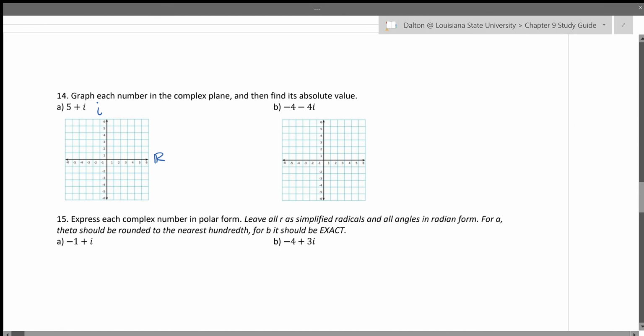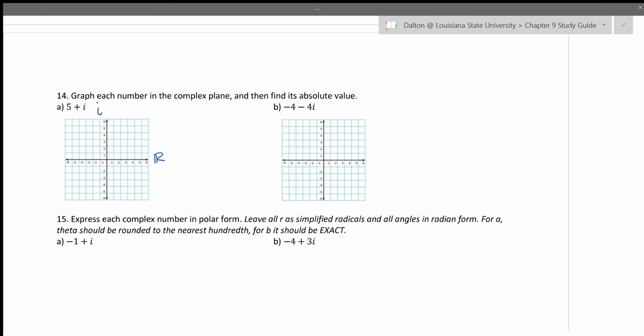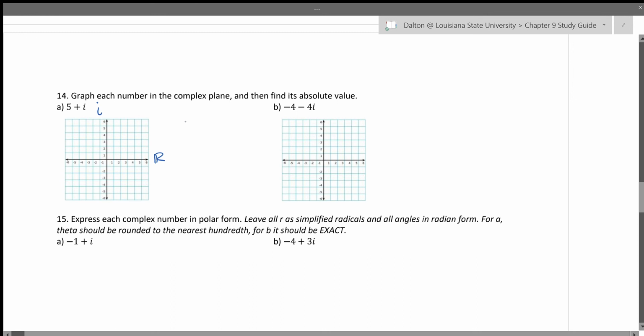Okay. Graphing the number is actually pretty simple. Your A is 5, and your B, the number in front of I, is just 1, or that could be your X and your Y. So graphing is really simple. That means the real component is 5. So along the real axis, you go 5, and then you go up 1.